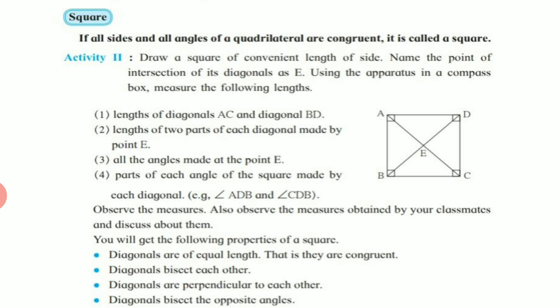Then the next part, that is the square. If all the sides and all the angles of a quadrilateral are congruent, it is called a square.